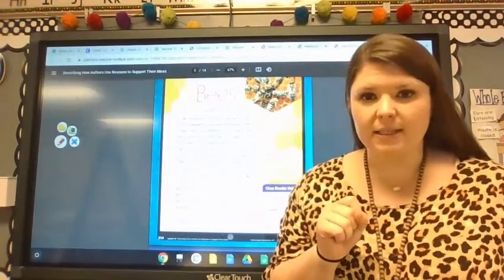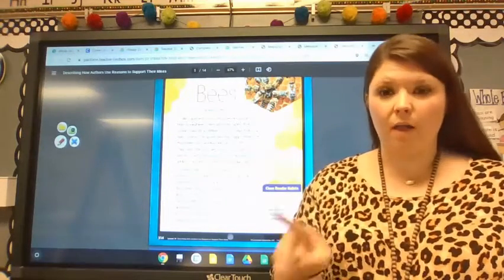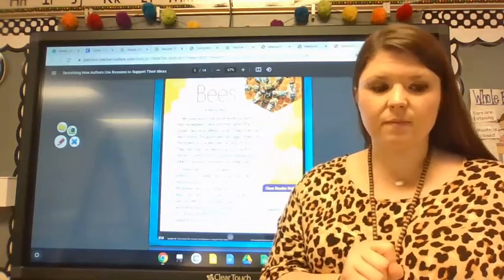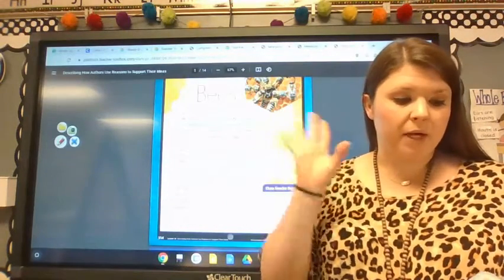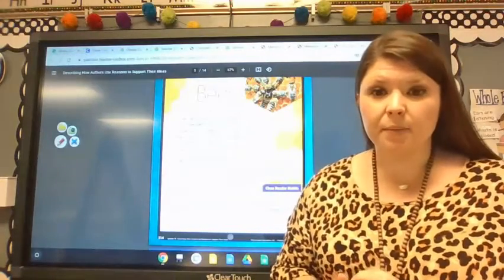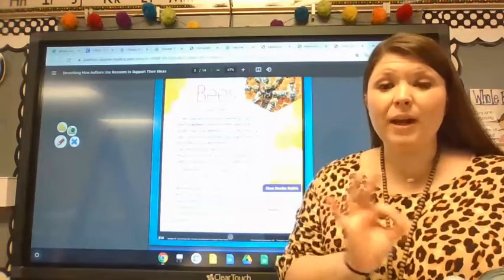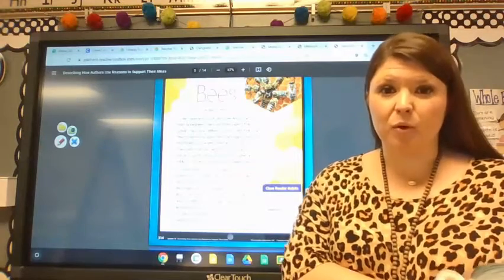So let's stop for just a second. Let's think about what paragraph number 1 was all about. The author included different types of bees, queen bees, drone bees, worker bees, and now we're learning about these new bees, soldier bees. So what is the key point that the author is trying to make in paragraph number 1?